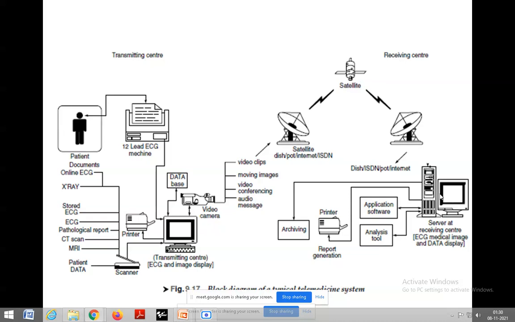And then here he may monitor the database which has been collected by the computer system for further analysis. This is the total telemedicine system block diagram.